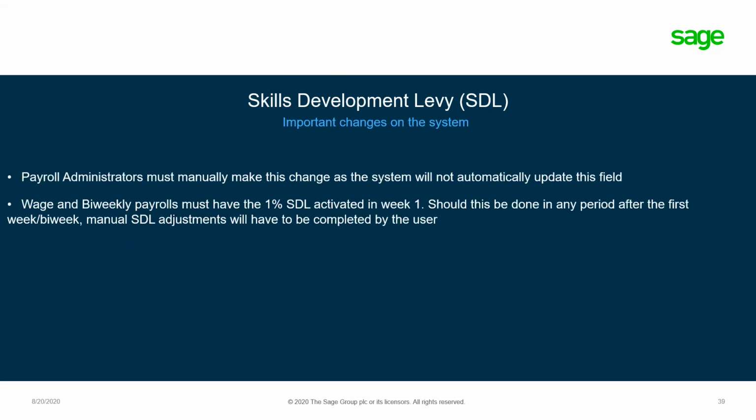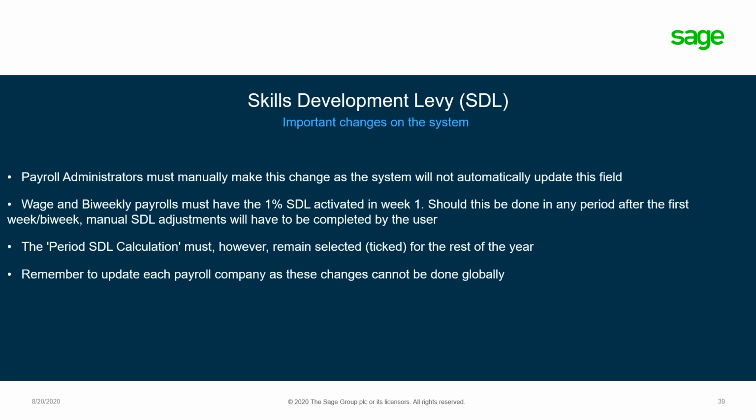Important changes on the system. Payroll administrators must manually make this change as the system will not automatically update this field. Wage and bi-weekly payrolls must have the 1% SDL activated in week 1. Should this be done in any period after the first week or bi-week, manual SDL adjustments will have to be completed by the user. The period SDL calculation must, however, remain ticked for the rest of the year. Remember to update each payroll company as these changes cannot be done globally.